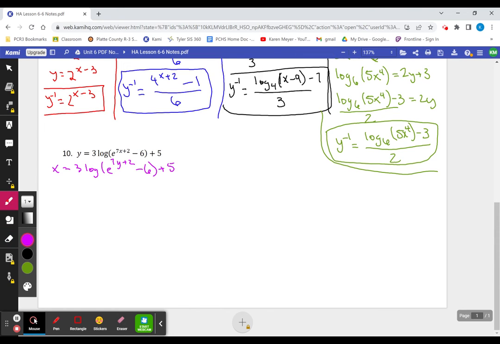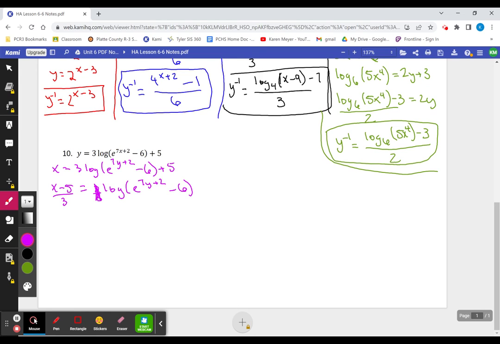Okay, now, after I've switched x and y, I want to go about getting the log parentheses part by itself. So to get rid of the plus 5 at the end, I'm going to subtract it over. Then after I have subtracted that over, I want to get rid of the 3 in front. And to get rid of the 3 in front, you should divide it away. So divide by 3, divide by 3. Then once I have the log parentheses part all by itself, this is where I want to rewrite it into exponential form.